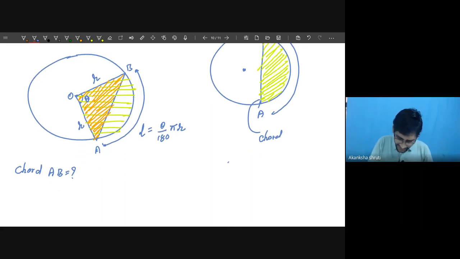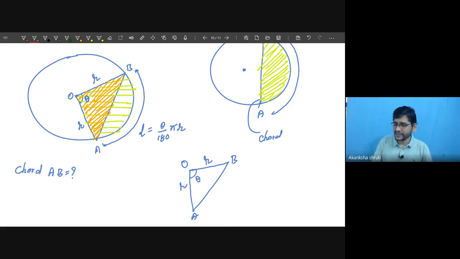We have a triangle like this, A, B, and O. O is equidistant from A and B. Why equidistant? Both are radius. So it is forming an isosceles triangle, even if the angle theta is given to us like this. Now, how can we determine this AB?